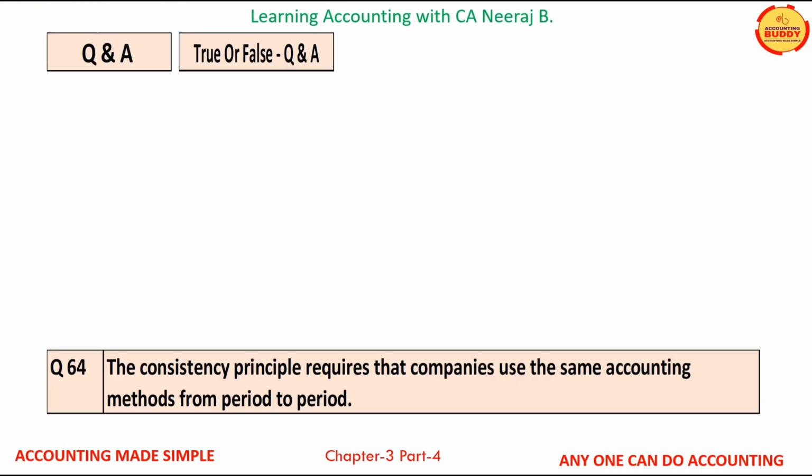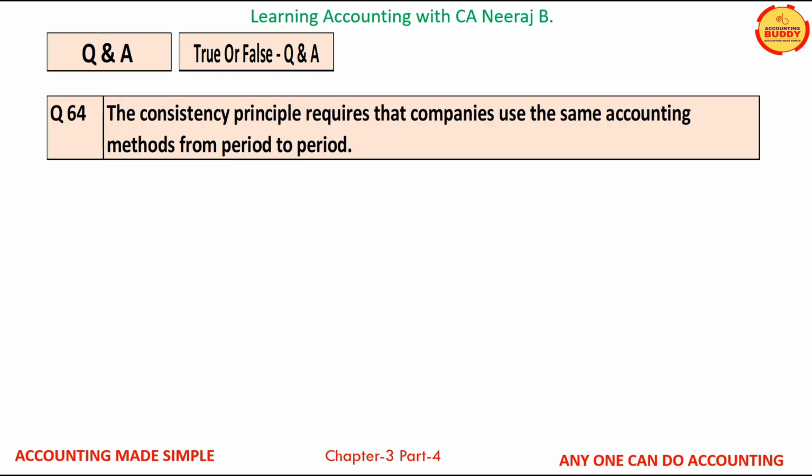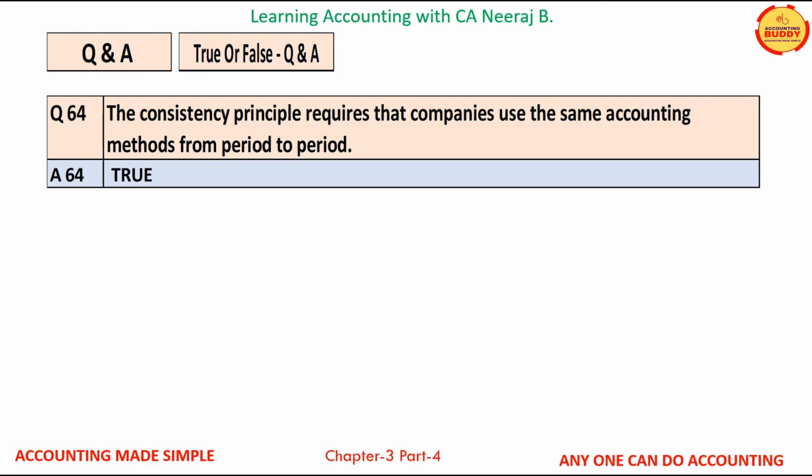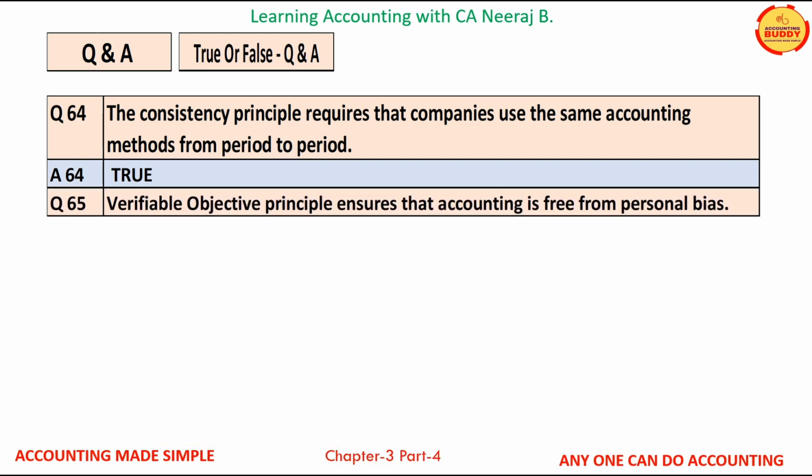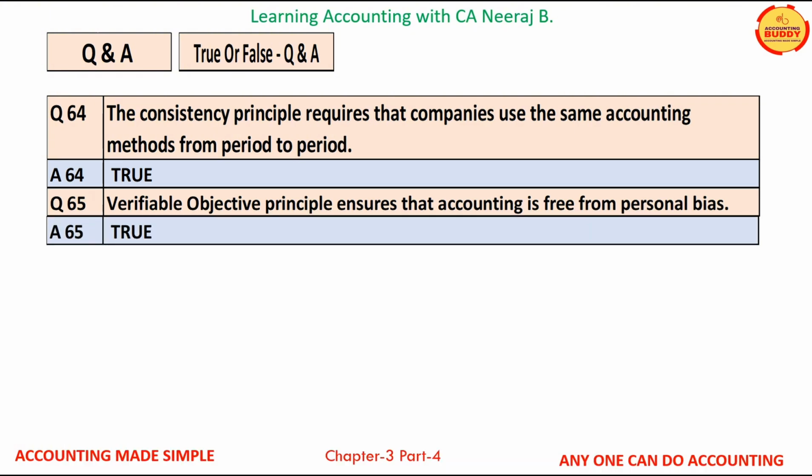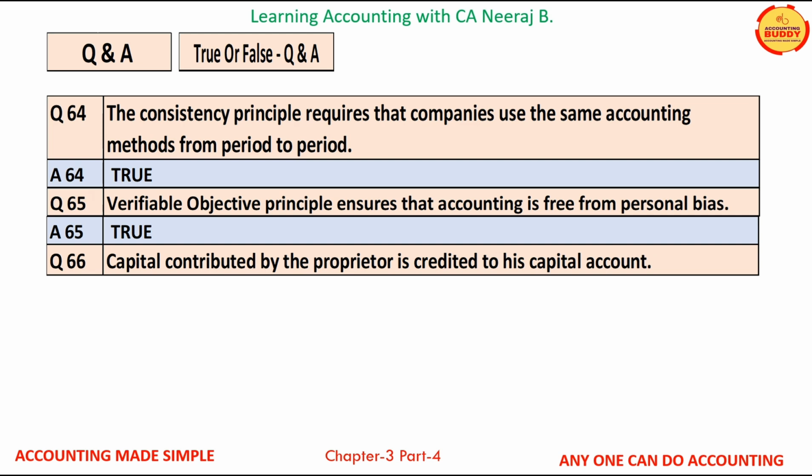Question number 64 on your screens is the consistency principle requires that the companies use the same accounting method from period to period. This is a true statement. Question number 65. Verifiable objective principle ensures that the accounting is free from personal bias. This is again a true statement. Question number 66. Capital contributed by the proprietor is credited to his capital account. This is absolutely a true statement.